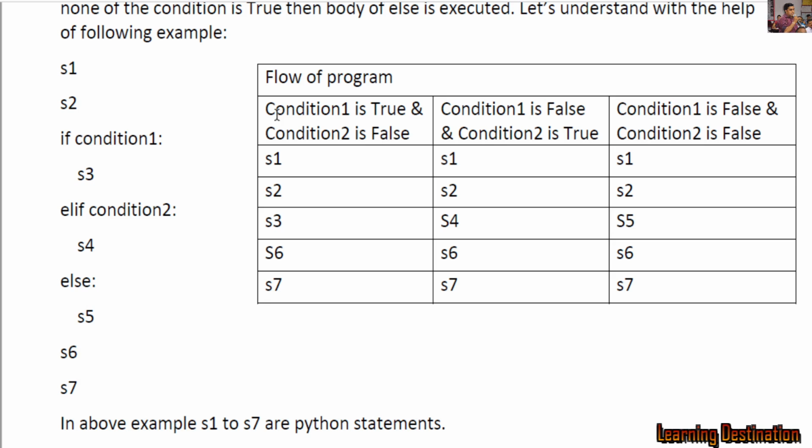So the first case we have condition 1 is true and condition 2 is false. 1 is true and 2 is false, right? So in this case, what will happen?